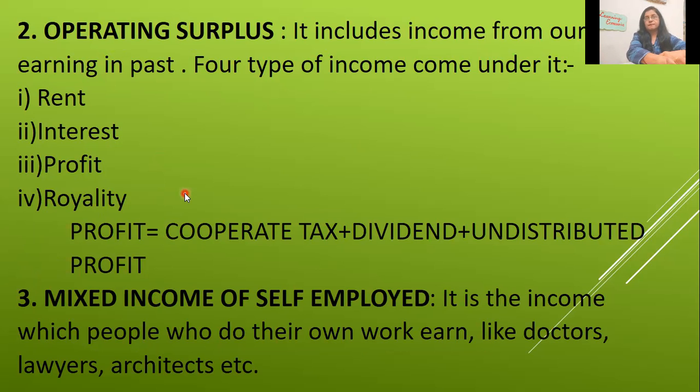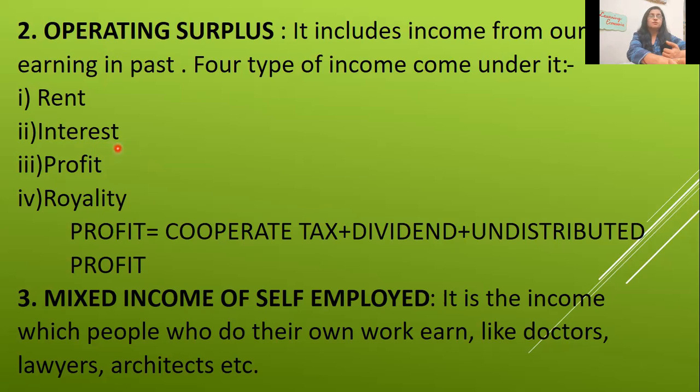What is operating surplus? Actually, sometimes we do not work and we do not provide goods and services in exchange for income, but we have certain surplus income or surplus assets from which we are getting income. For example, if I have an extra house, then I will get rent. I have a shop, then I get rent. If I have extra money and I invest it somewhere, or I save that money, then from that money I can get interest also.